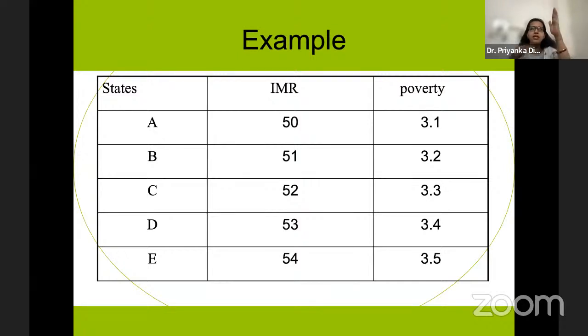When you are making a line, it is going to touch the y-axis, that is your intercept. And what is b? B is nothing but the slope of the line, whether the line is like this, whether the line is like this, that is the slope. And x is the independent variable.